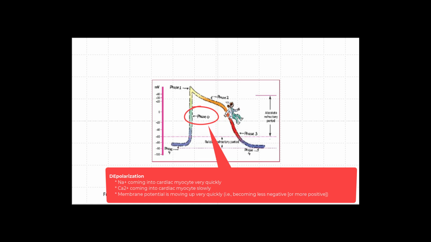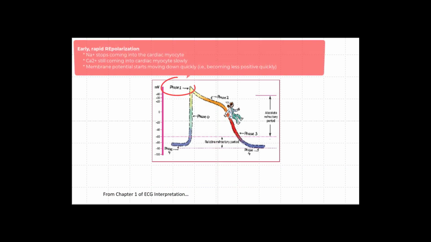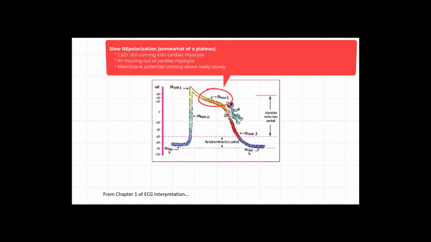At the end of phase 0, or at the end of depolarization, sodium will stop coming in, and that brings us into what's called phase 1. And when that happens, we start to see the membrane potential come down relatively rapidly for a short period of time. And so this phase 1 is what we call the early rapid repolarization phase. After phase 1, we enter into phase 2. What's happening during phase 2 is the membrane potential is coming down, but it's coming down more slowly.